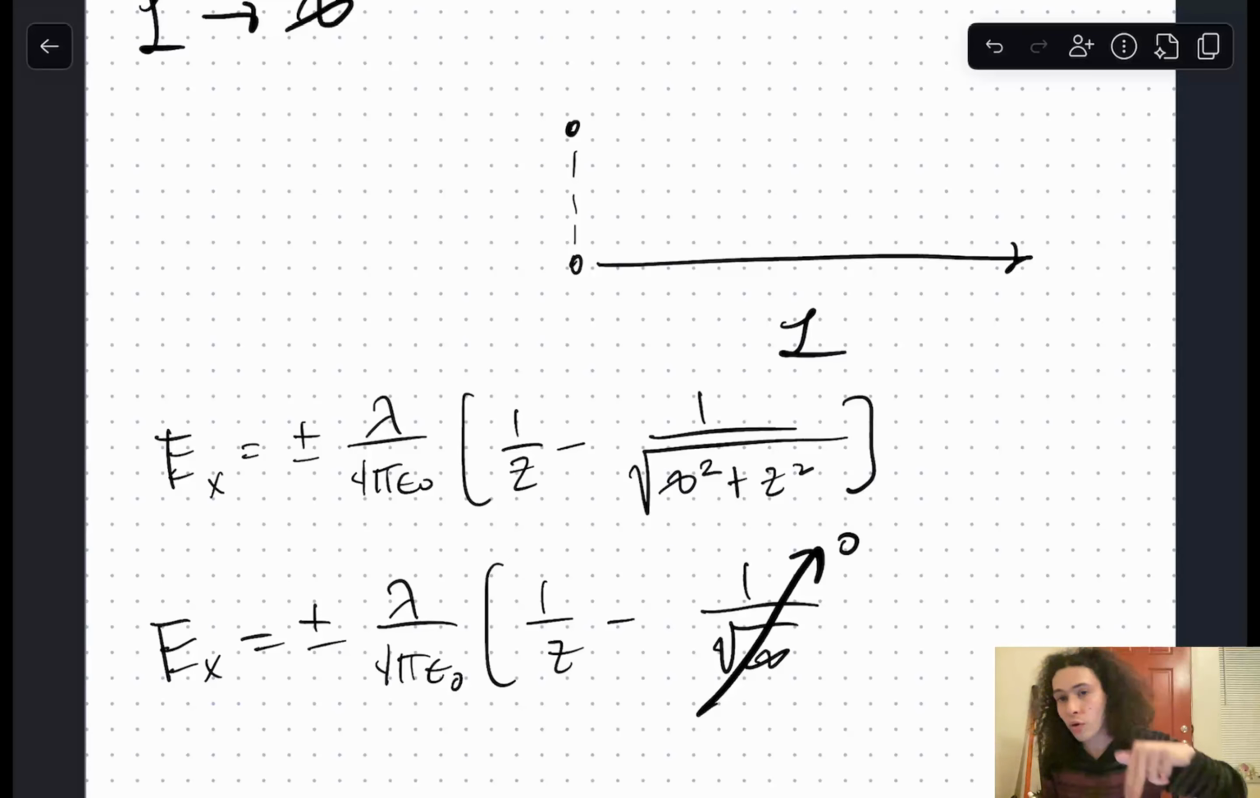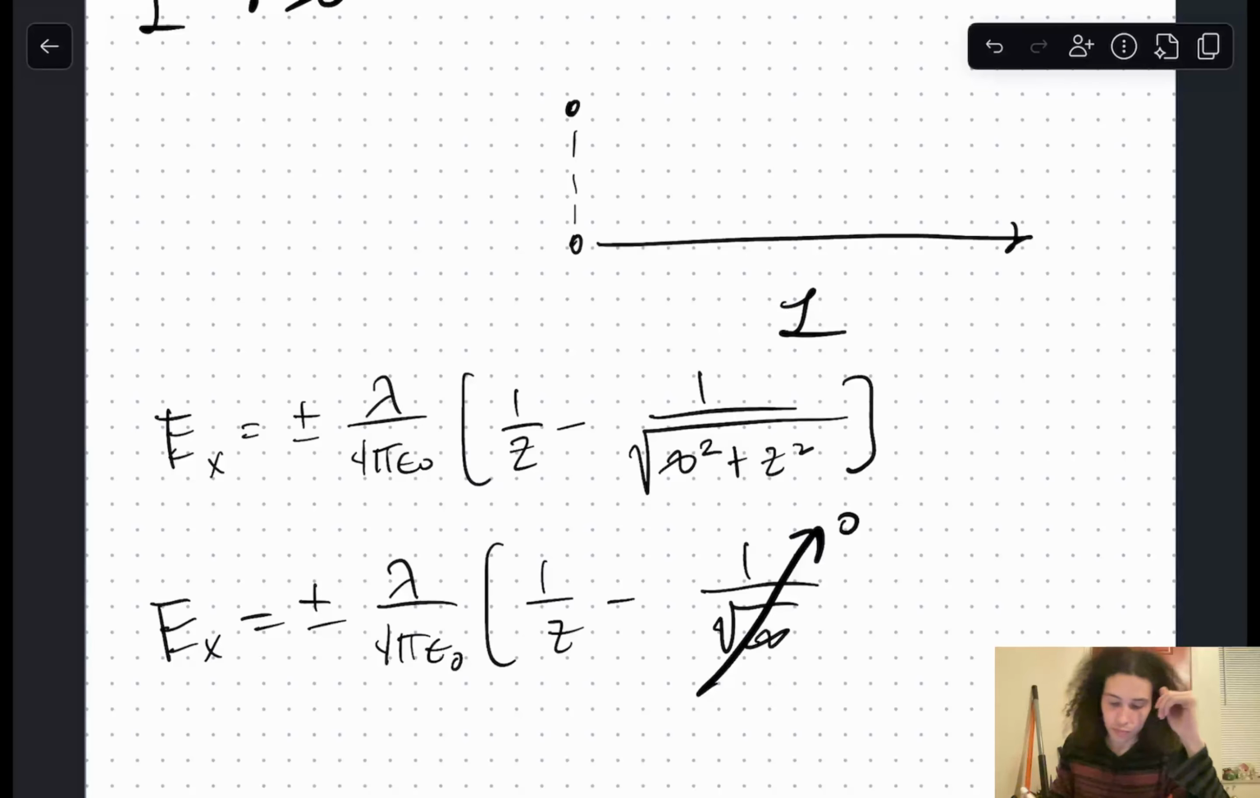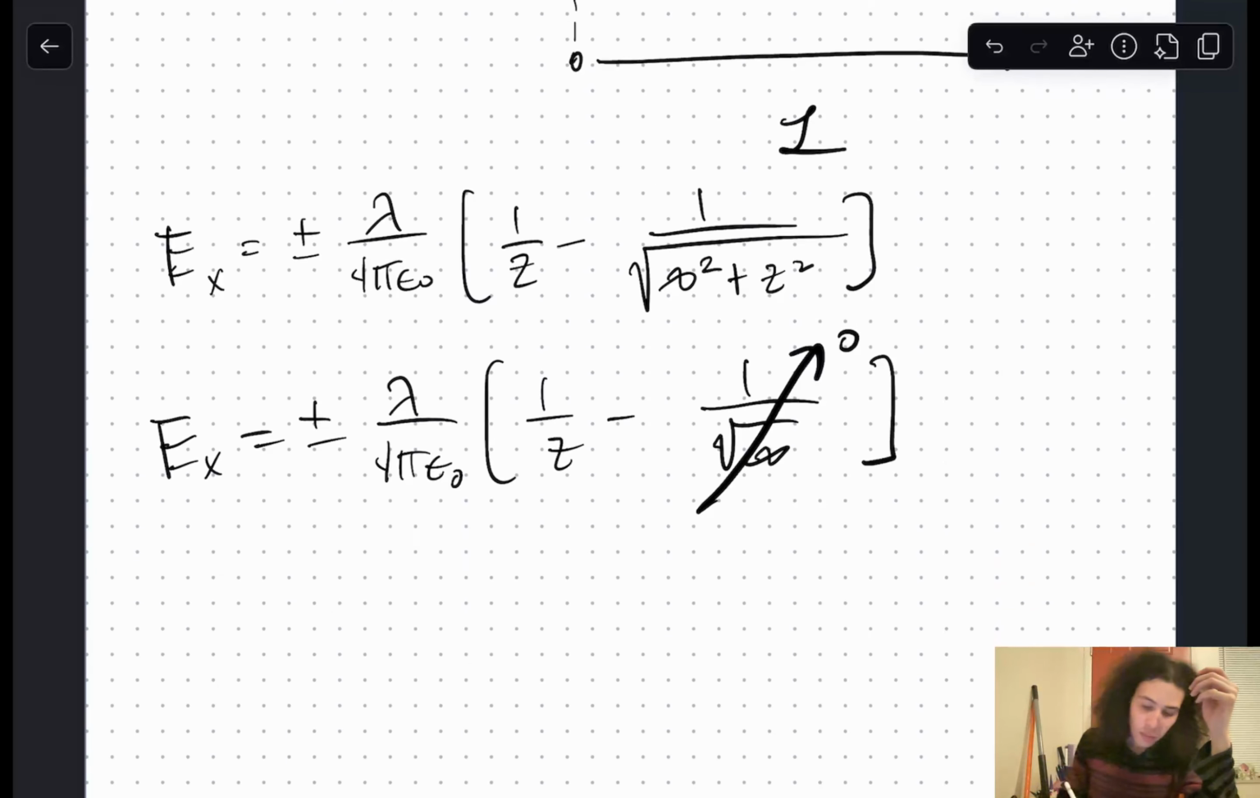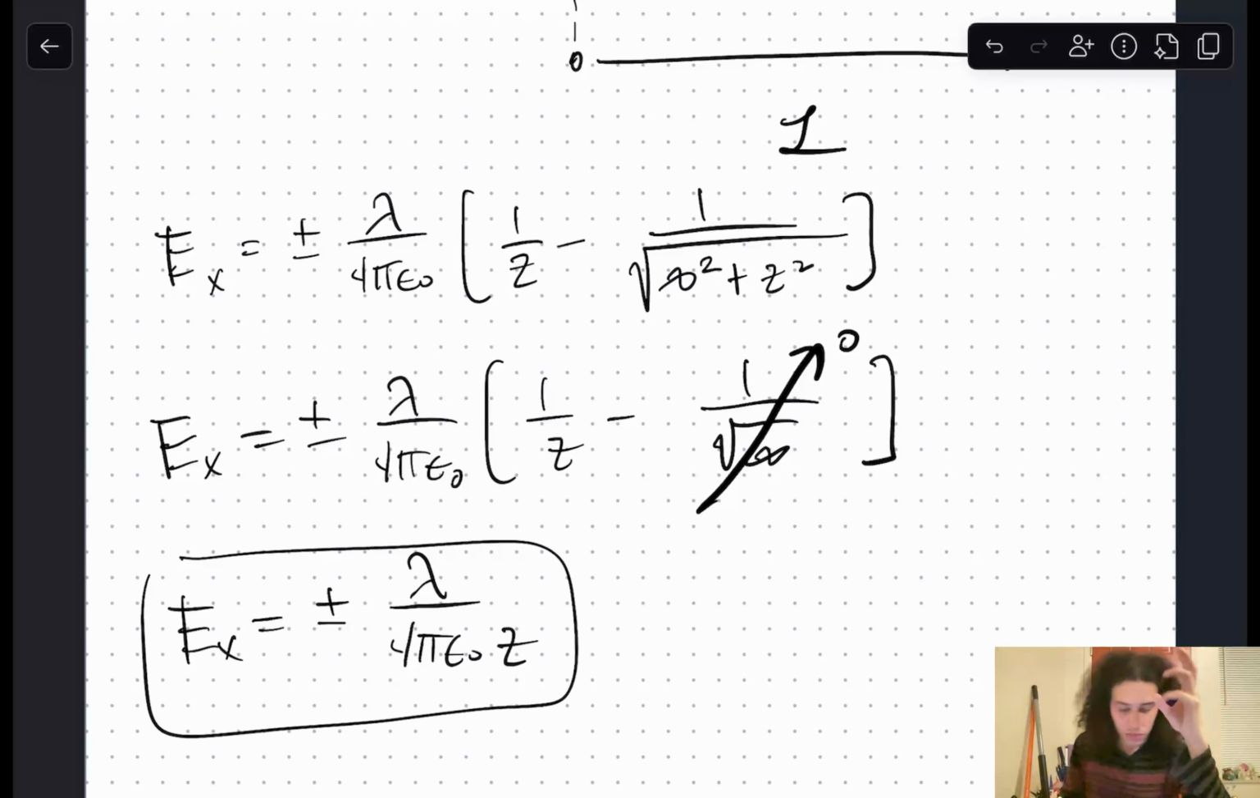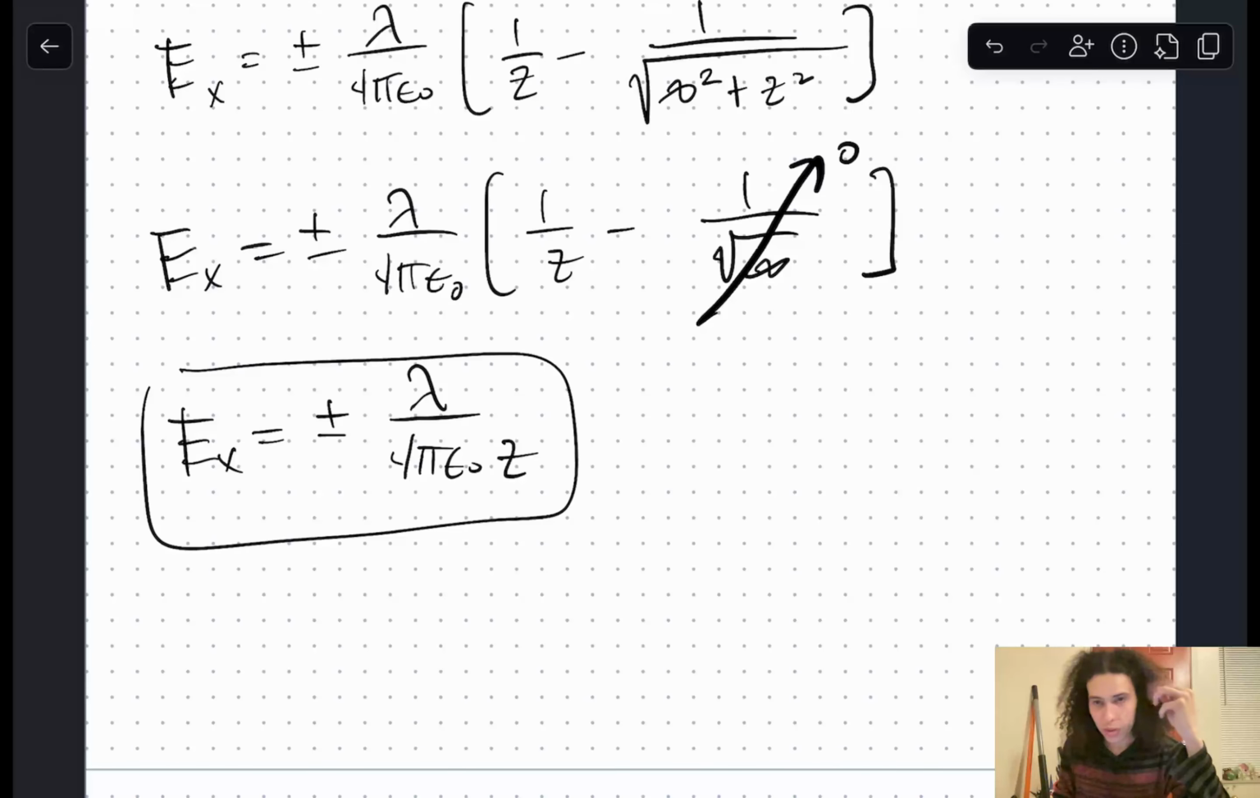If you have 1 over infinity, that means you're dividing an infinite amount of times. If you have a rod, you're dividing it into many, many, many parts, infinitely many parts. That means that the little sliver is going to be infinitely small, 0. This term goes out, and then you have something very, very interesting. If your rod is infinitely long, you'll get something like this.